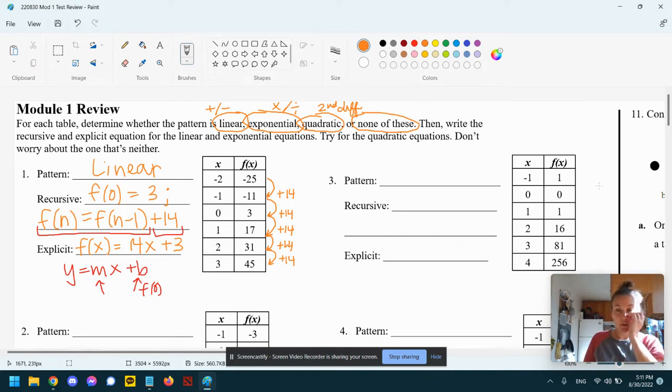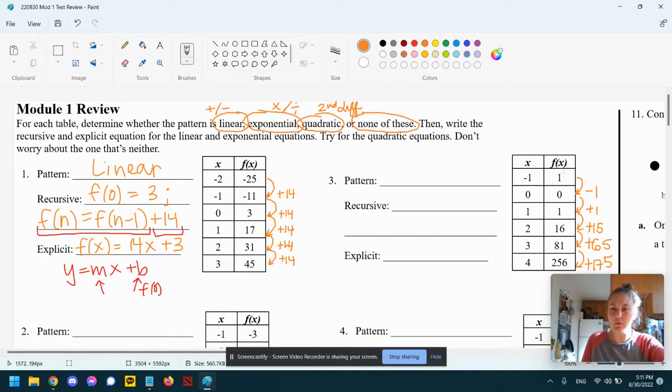All right, let's look at this next one. Let's check if it's linear. Here we are adding, nope, we're subtracting 1. Then we're adding 1. Then we're adding 15. Then we're adding a whole lot more than 15. Let's use the calculator. We've got 81 minus 16 equals 65. And then 256 minus 81 is 175. This is not linear. Straight up not linear.